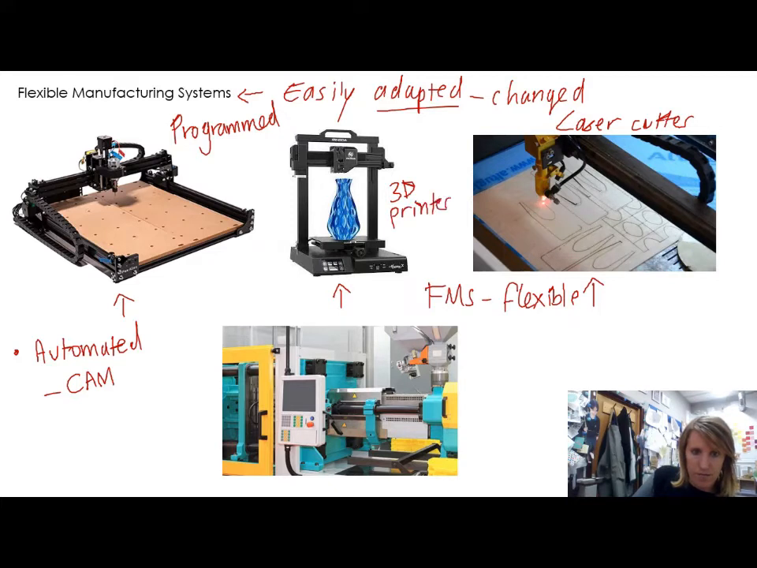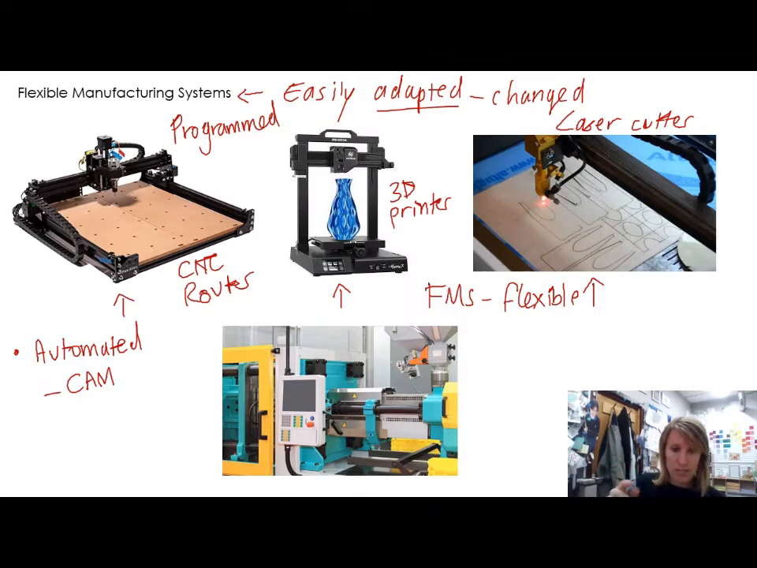This last one here is called a CNC router. You're going to have to take my word for it because that writing is horrendous. Again, we've got one of these in the workshop, and depending on how you program it, it can easily change, easily adapt, and cut out a wide range of different things. So these pieces of equipment can be easily changed and can adapt to change really quickly.